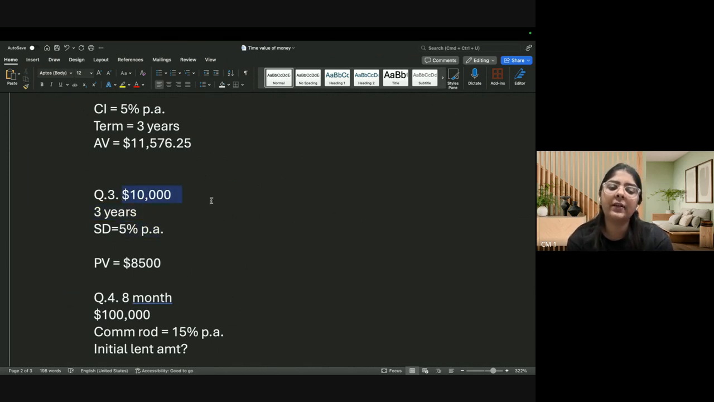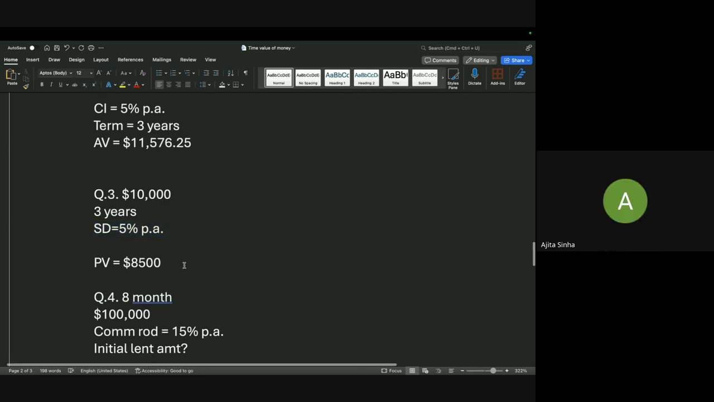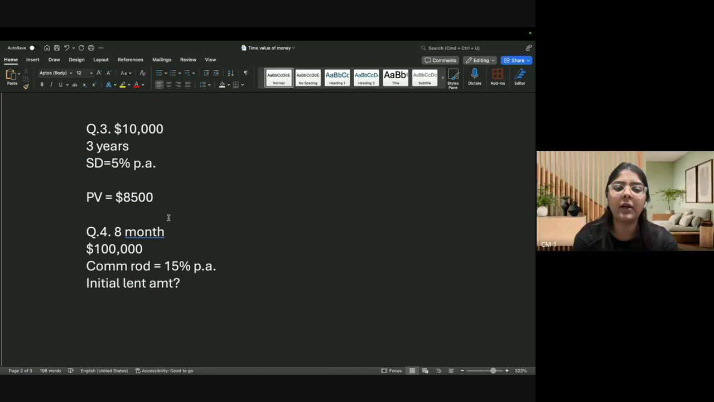Somebody was doing 10,000 divided by. Here 10,000 is the AV, right? If you are to use the division formula, then this should be a rate of interest and not the simple rate of discount. Understood? I hope all of you are getting this answer. $8,500.